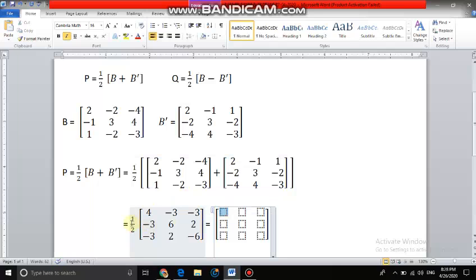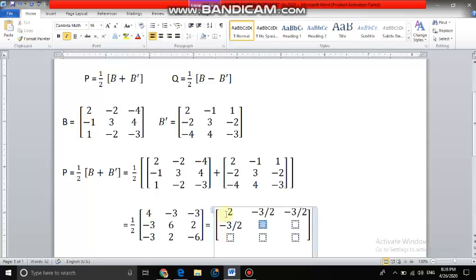Now I have to multiply each and every element of this matrix by half. So 4 by 2 is 2. Minus 3 by 2 is minus 3 upon 2. Then again minus 3 upon 2. Here also minus 3 upon 2. This is 6 by 2, which is 3. 2 by 2 is 1. Again minus 3 upon 2. And 2 by 2 is 1. Minus 6 by 2 is minus 3.